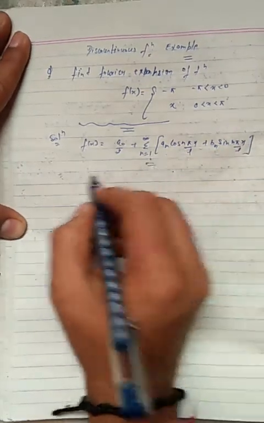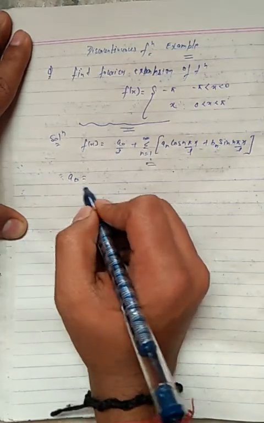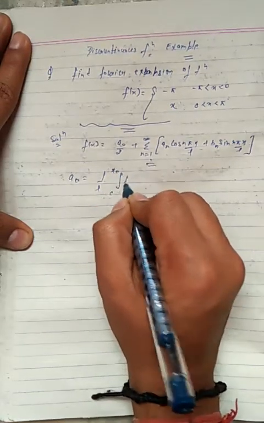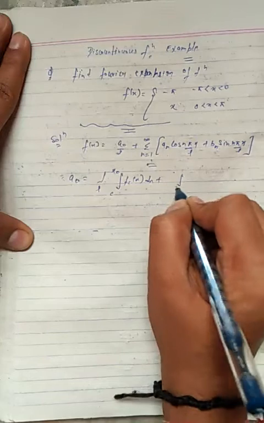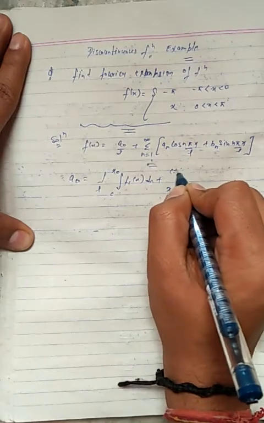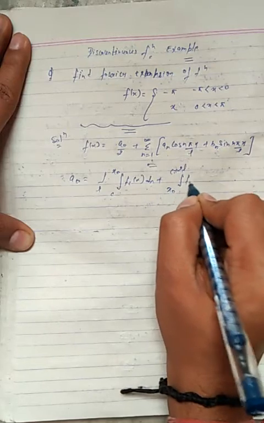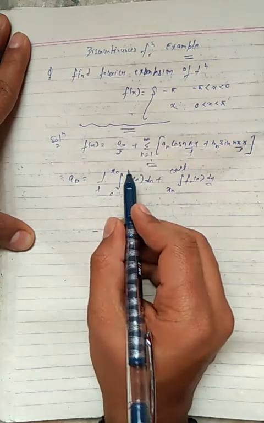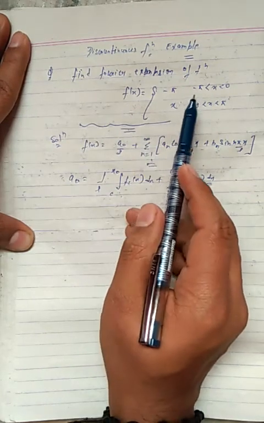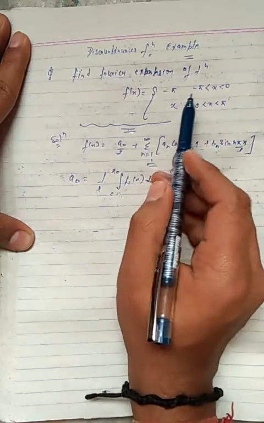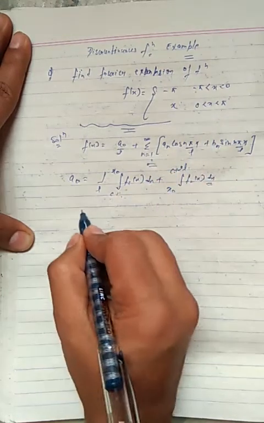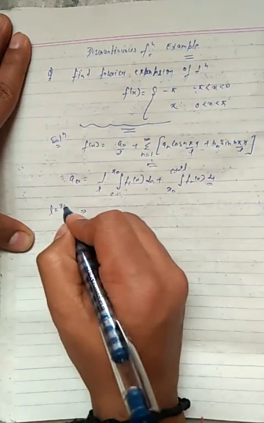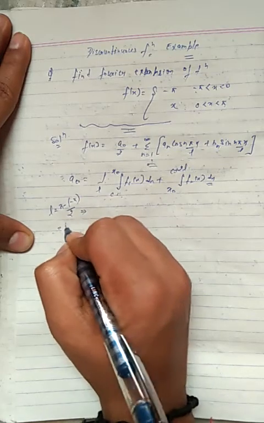Now we have to calculate the value of a naught. The formula of a naught is 1 upon l integration of c to x naught f1(x) dx plus x naught to c plus 2l f2(x) dx. Actually the formula is 1/l integral c to c+2l f(x) dx, but this is a discontinuous function, so it will break into two parts, c is minus pi to 0 and 0 to pi. So l is upper limit, that is pi, minus lower limit, that is minus pi, pi minus of minus pi divided by 2, that is pi.